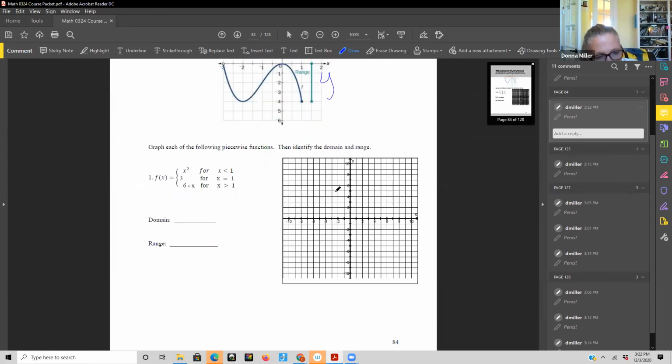All right, so this first graph, you'll notice it has 3 pieces. It's got 1, 2, 3. That's okay, that can happen. You can have 3 pieces, you can have an infinite number of pieces. So there's 1 piece for x less than 1, there's 1 piece for x equals 1, and there's 1 piece for x greater than 1. So 1 is my boundary. I'm going to draw a vertical line there. Remember, I'm not going to cross it.